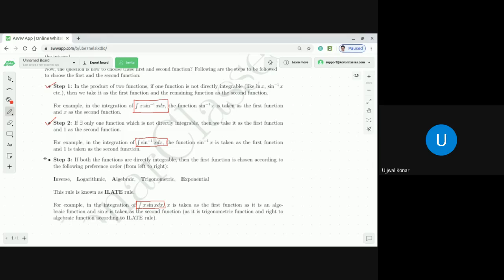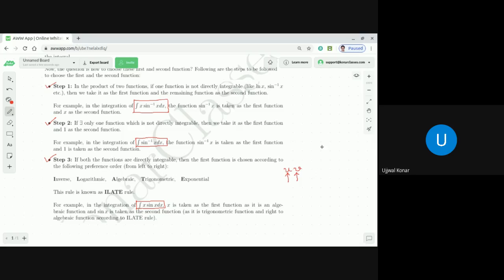If both the functions are directly integrable, then the first function is chosen according to the following preference order. What is that? So there are two functions u into v. Now out of that, which is coming as the first one? U and v generally belong to the categories of either an inverse function, a logarithmic function, an algebraic function, a trigonometric function, or an exponential function. Now, out of these two functions, whichever is coming first, that will be taken as the first function.